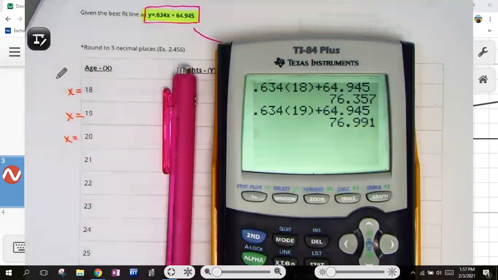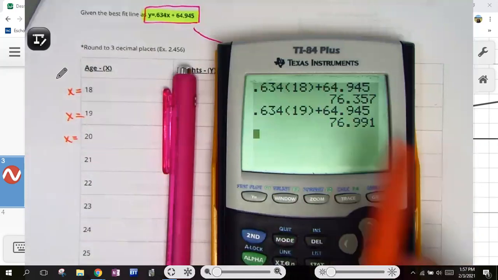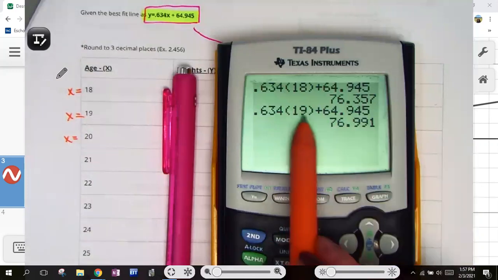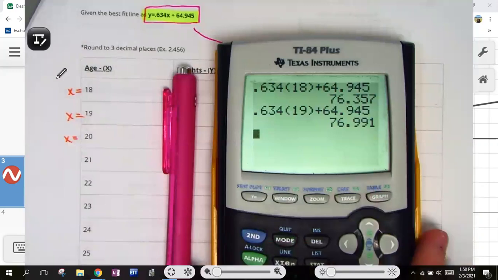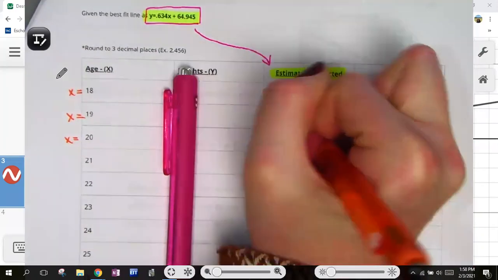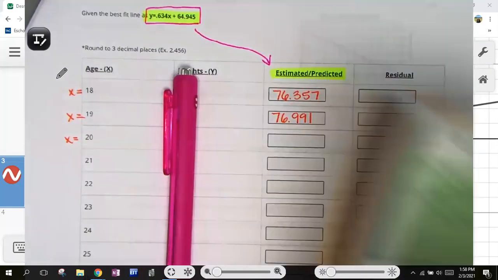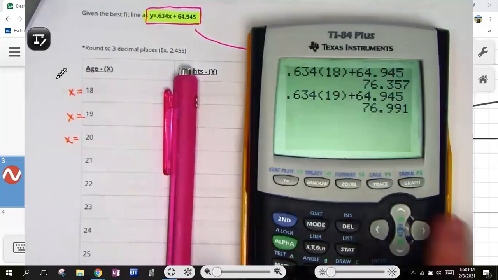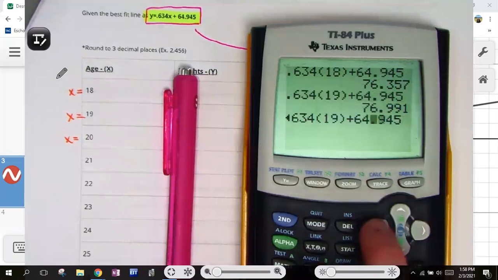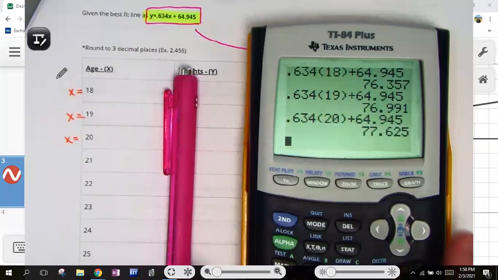All right, so what's the estimated height when the person is 19 years old? 76.991. Okay. Here we are again. I just arrow up, highlight it, hit enter, arrow over to 0. Okay, what's the estimated height of a 20-year-old?